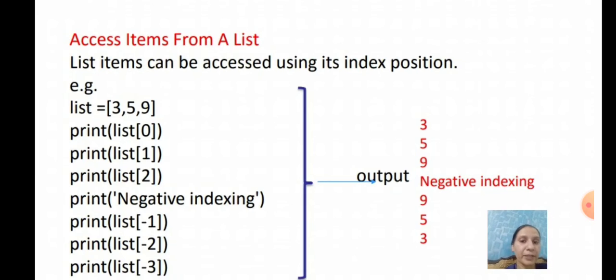Now negative indexing. For negative indexing we start from minus 1. Indexing starts from minus 1 and ends at minus n. So print list of minus 1, it gives 9. When we print list of minus 2, it gives 5, and when we print list of minus 3, it gives 3.